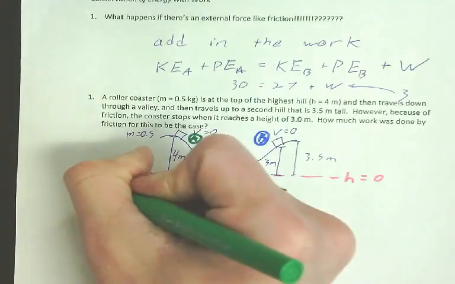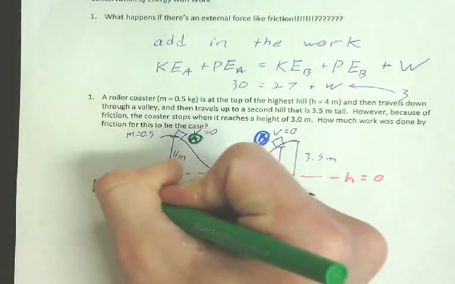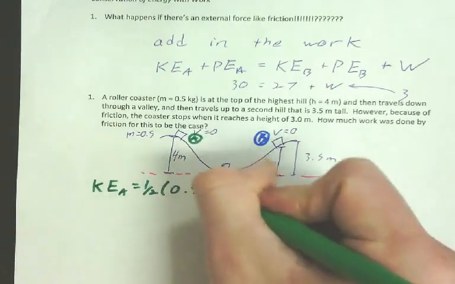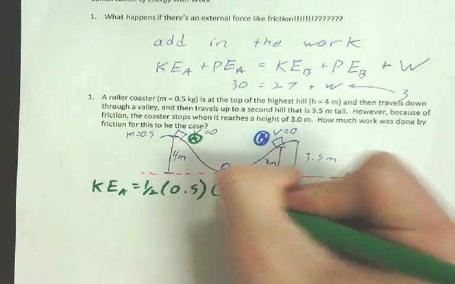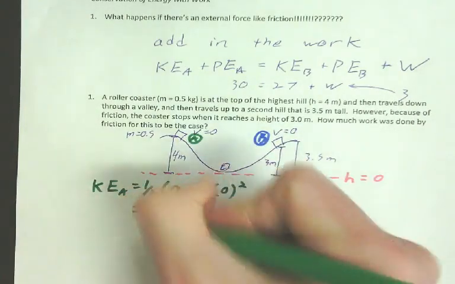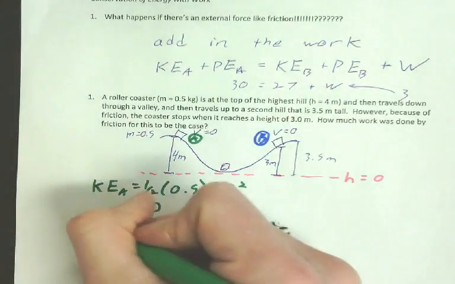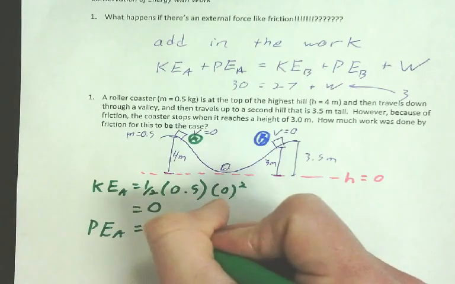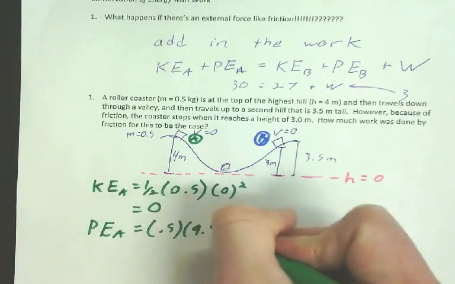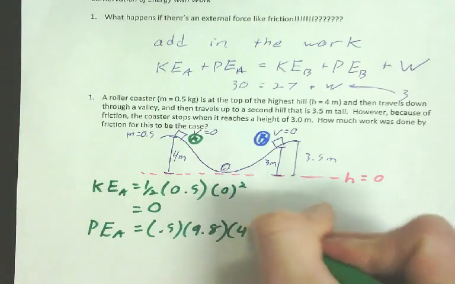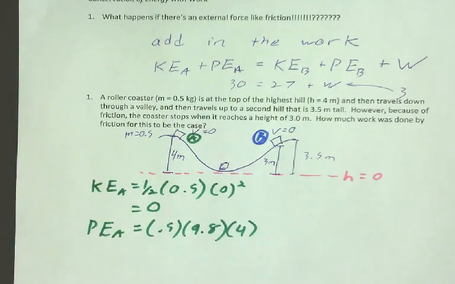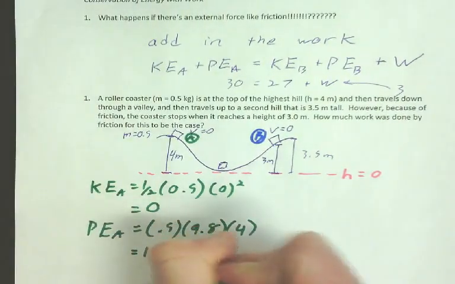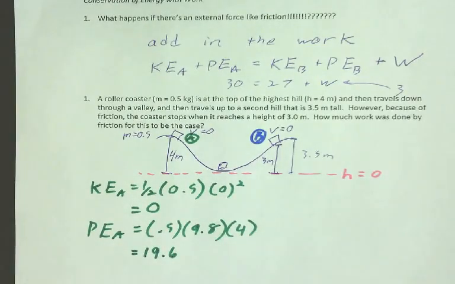So the kinetic at A, 1/2 mv squared. 1/2 times 0.5 times the velocity at that point, which is 0 squared. Kinetic A is 0. Potential at A, mgh. So 0.5 times 9.8 times 4. And it's the exact same number we had before because it's the exact same everything. So that number was 19.6. Okay, now we're going to do B.